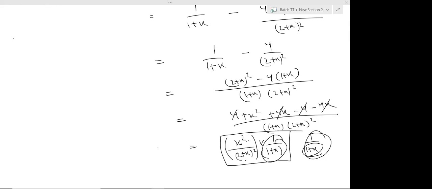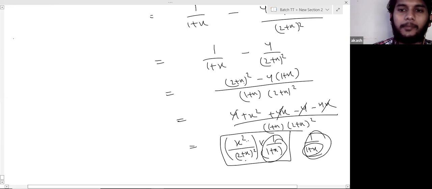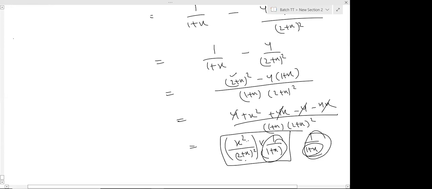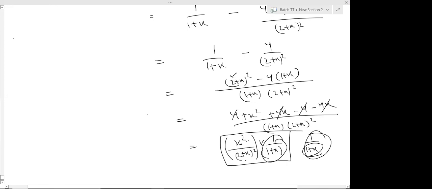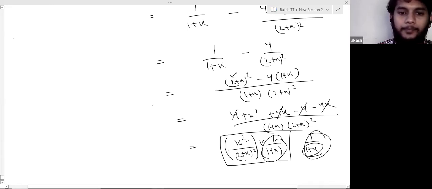So how did 4x come, sir? Like it was 4 plus x squared plus 2x, right? No, it is (2 plus x) whole square, equal to 2 square plus x square plus 2ab, so 2 into 2, 4x, right? Okay, I wrote a square plus b square plus 2ab, then I mixed up. All right. Got it.